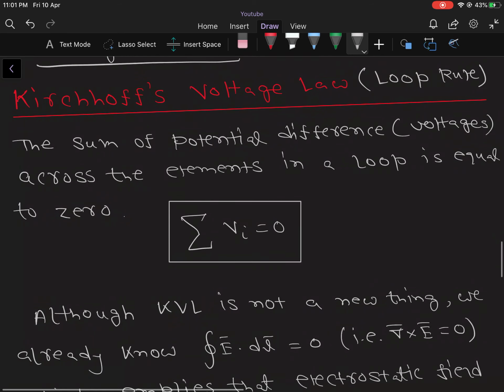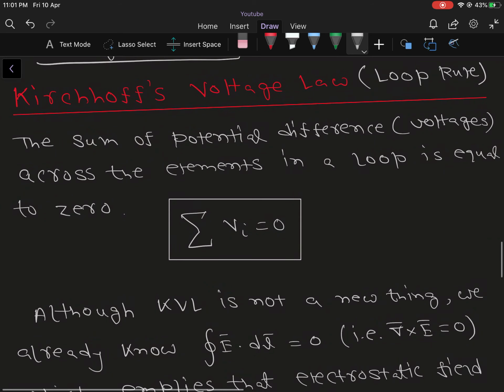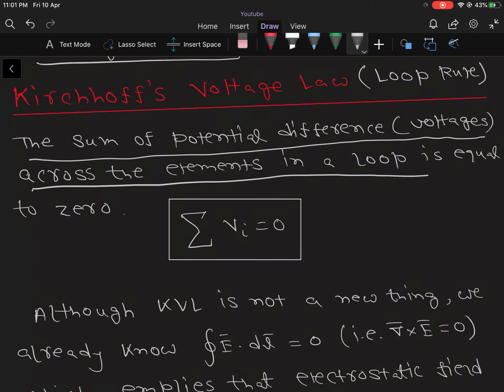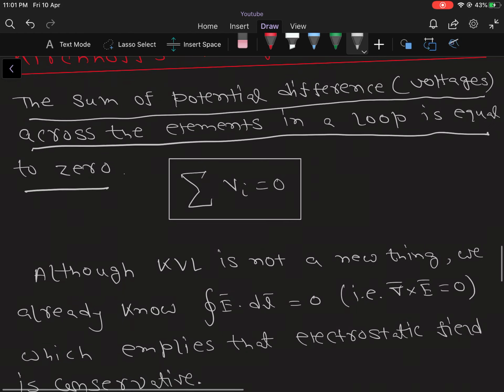Now come to the Kirchhoff voltage law, or loop rule. It is basically used for a series circuit. Kirchhoff voltage law states that the sum of potential differences or voltages across the elements in a loop is equal to 0. That means the sum over i of V_i is 0.